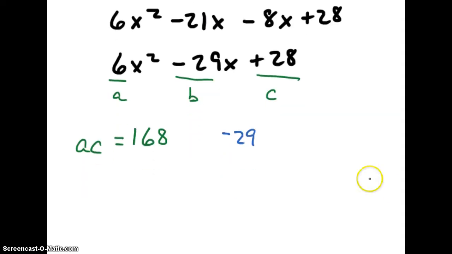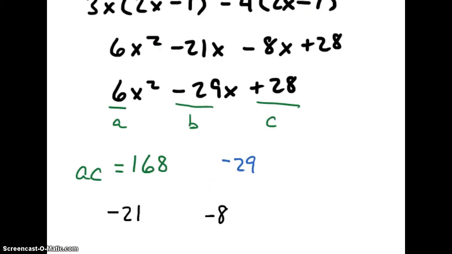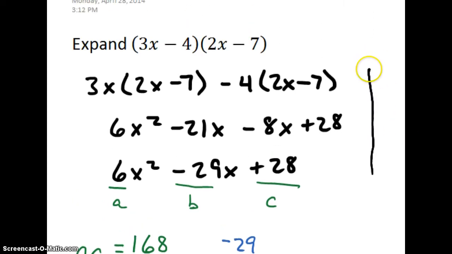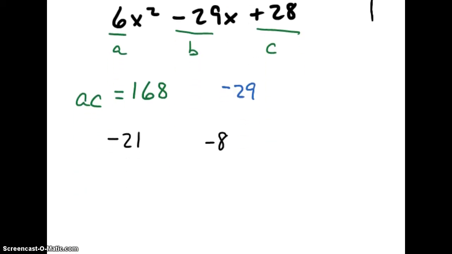What I could do is break down 168 into its prime factors and then start combining prime factors until I get what I'm supposed to. So I figure out that my two numbers are negative 21 and negative 8. I see those pop up right here. So if I'm working backward or upward, I'm going to be going up this ladder. I'm right here now. Next thing I'm going to do is start factoring, and then I should end up with my factored form at the very end.